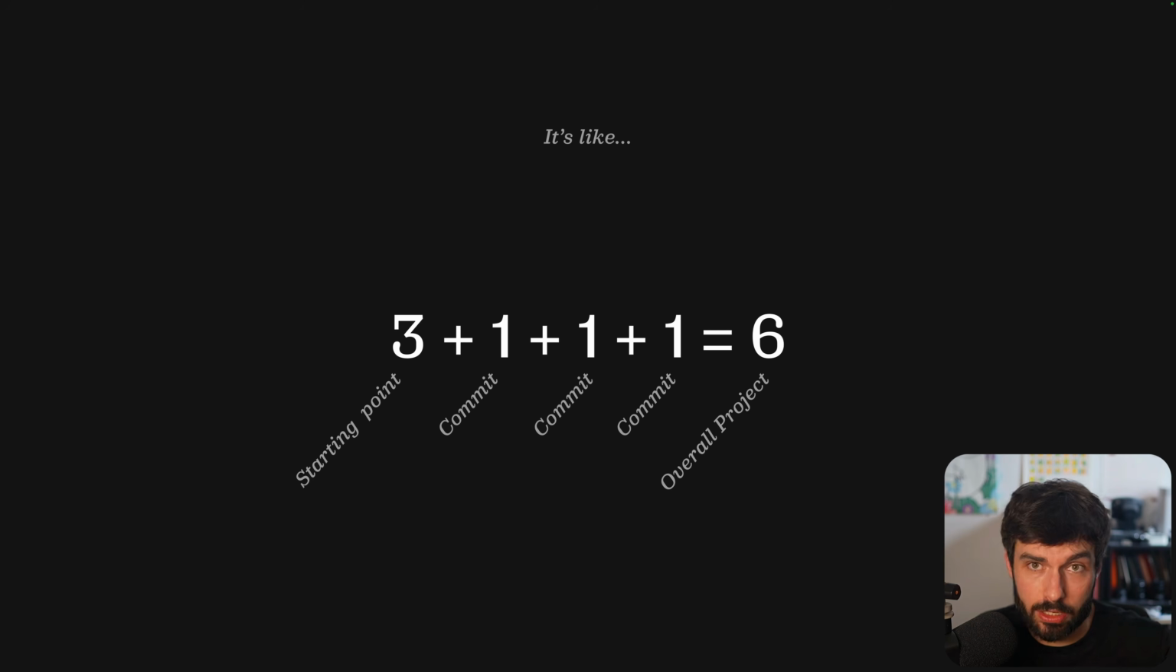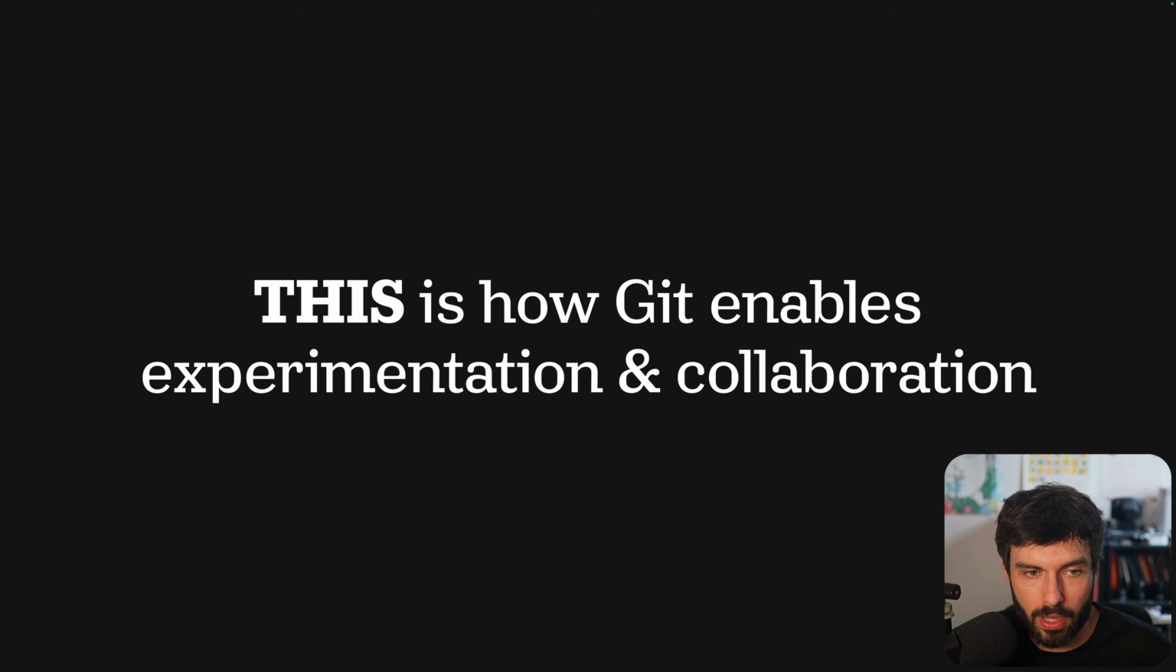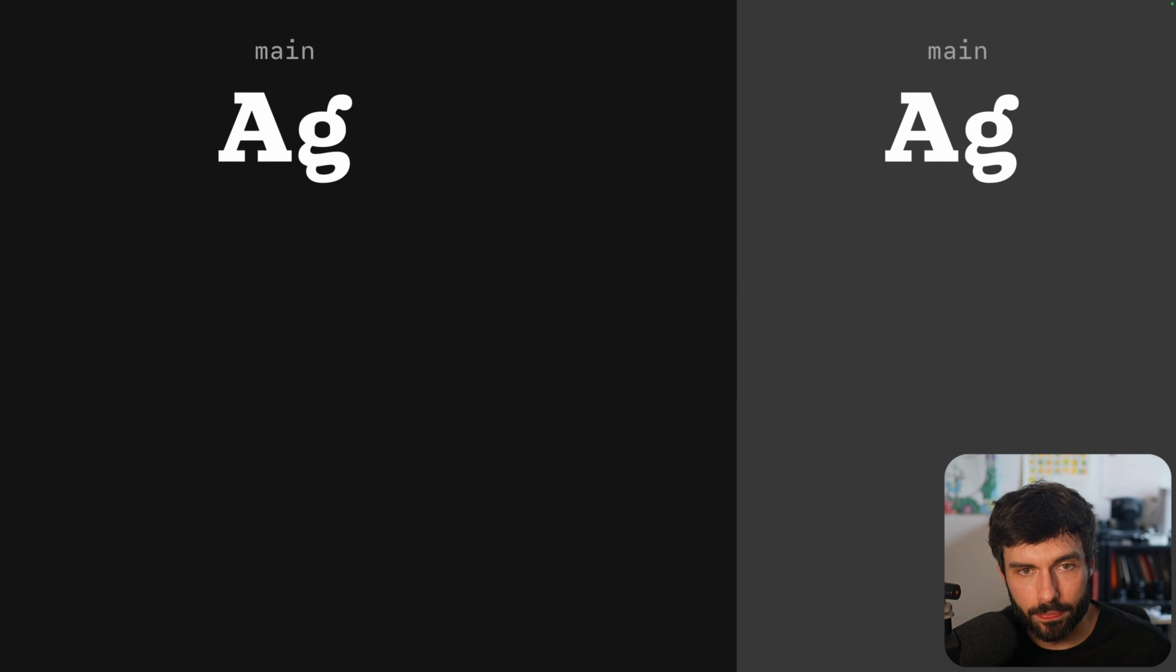By the way, if you go back in your Git history, it just kind of one by one rolls back these commits so it can step back to the point in time that you want to go to. And this is how Git enables both experimentation and collaboration.